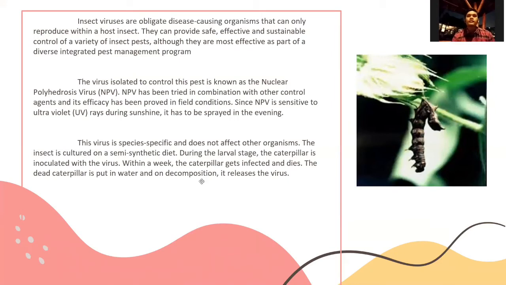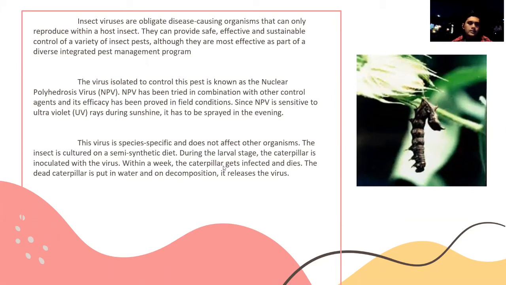Insect viruses are obligate disease-causing organisms that can only reproduce within a host insect. They can provide safe, effective, and sustainable control of a variety of insect pests. Although they are most effective as part of an integrated pest management program, the virus isolate used to control this pest is known as the nuclear polyhedrosis virus, or NPV. NPV has been used in combination with other control agents, and its efficacy has been proved in field conditions. Since NPV is sensitive to ultraviolet or UV rays in sunshine, it has to be spread in the evening. The virus is species specific and does not affect other organisms.